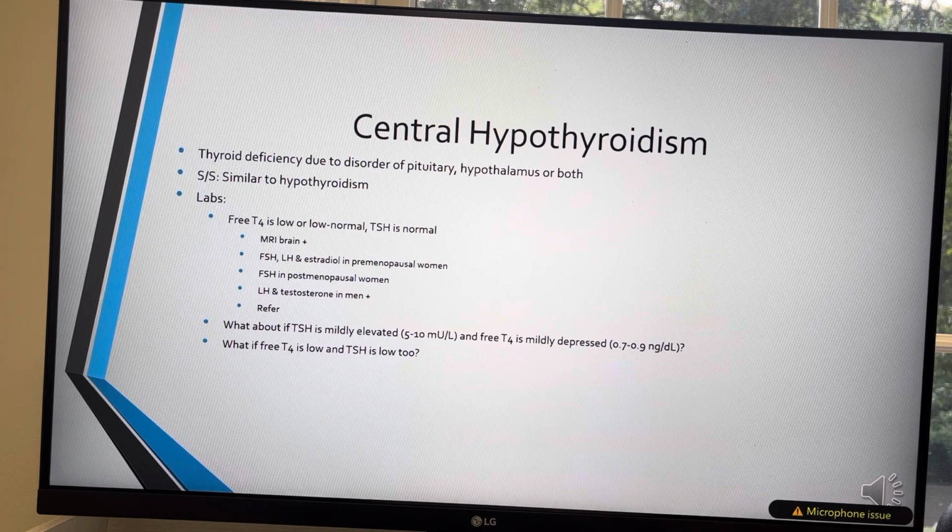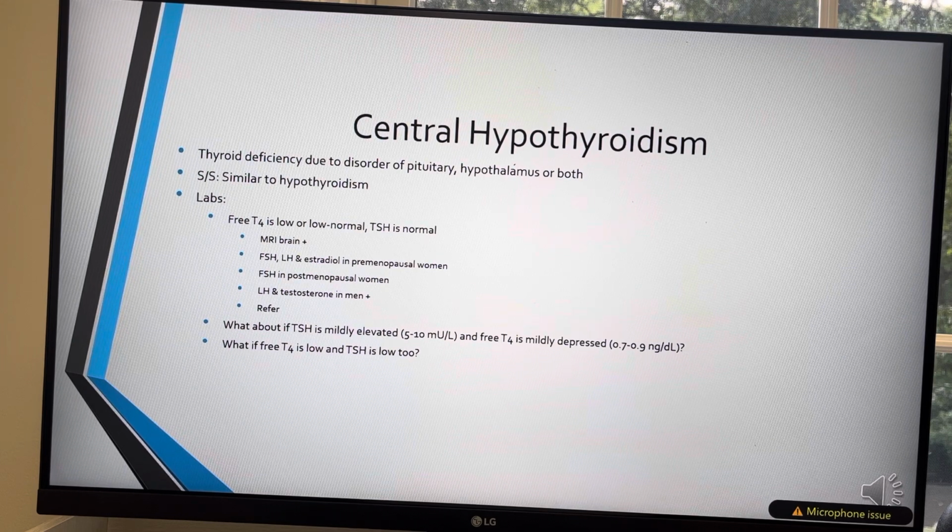Second thing, we need to evaluate the hypothalamus, but we do that just through imaging of the brain. So all of these patients need imaging of the brain and need to see an endocrinologist. Now, if you see TSH that's normal or free T4 that's low times 2, you can just refer outright. You don't need to bother with any of this, but you can help out your neighborhood endocrinologist by already getting that MRI of the brain and checking these levels so that when the patient sees the endocrinologist, they don't need to start at the baseline.